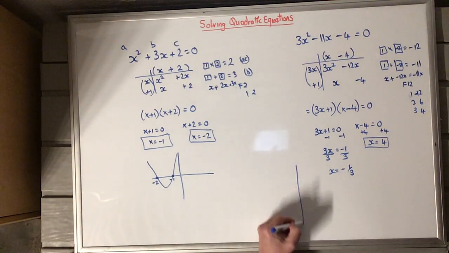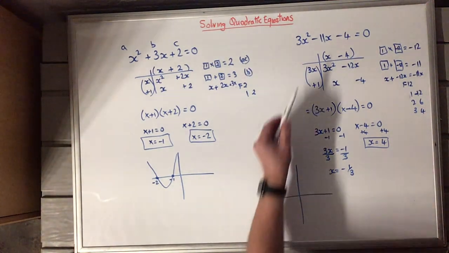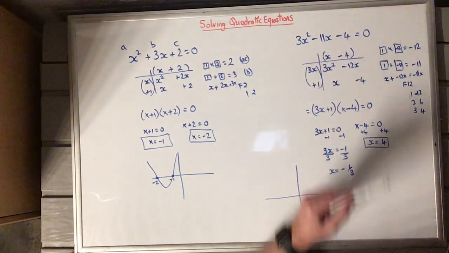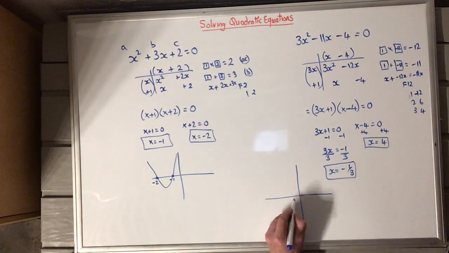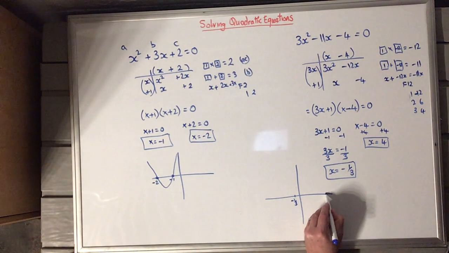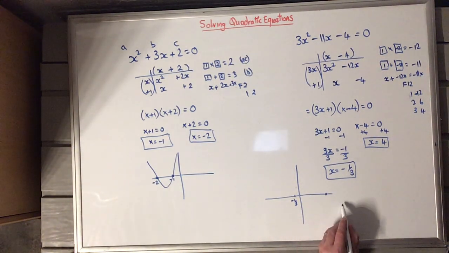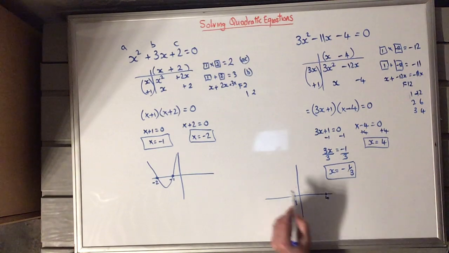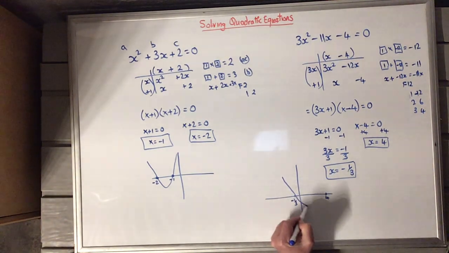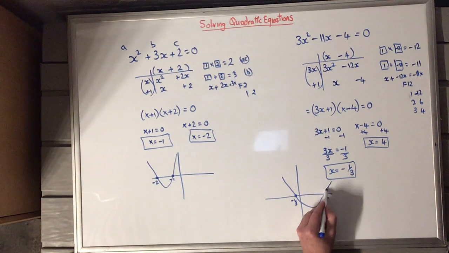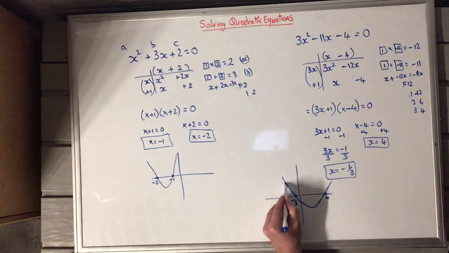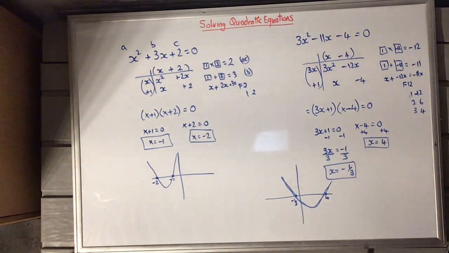So let's sketch it. Back to the original, again, smiley face. And the roots are -1/3, so that's just about, say, about here. Then we've got 4, but 4 will be quite a bit further over here. So that's 4, and we have a smiley face. Okay. That's meant to be smooth, that's a U shape. Okay, and that's how you solve quadratic equations by factorising.